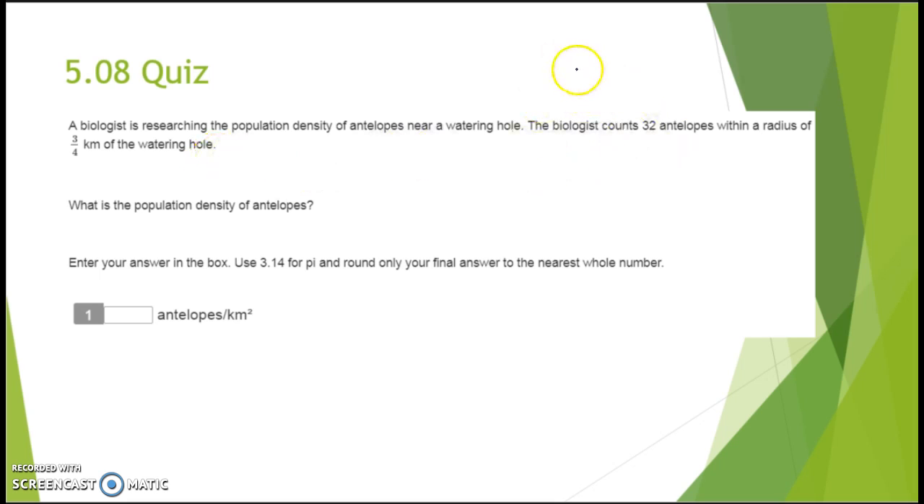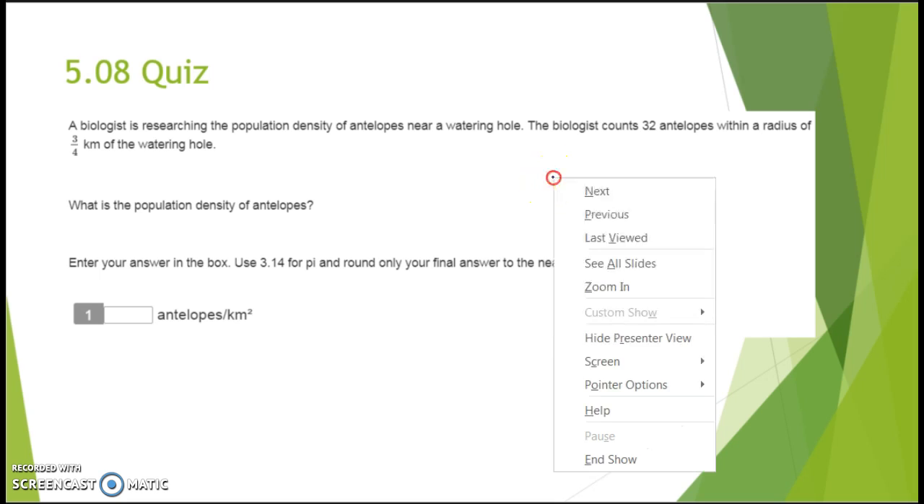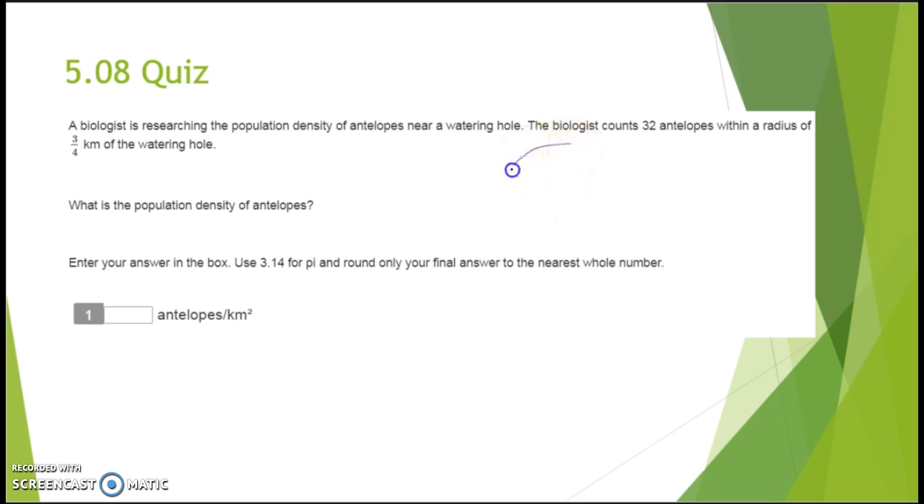Well, what that means is it's not like 3/4 is the area or anything like that. What it means is that it's a circular area that he's looking at. So if the watering hole is here at the center, he's looking at this circular area that extends out a radius of 3/4 of a kilometer. And if you don't like dealing with fractions, you can always convert that to 0.75 kilometers. So this is a particular area.